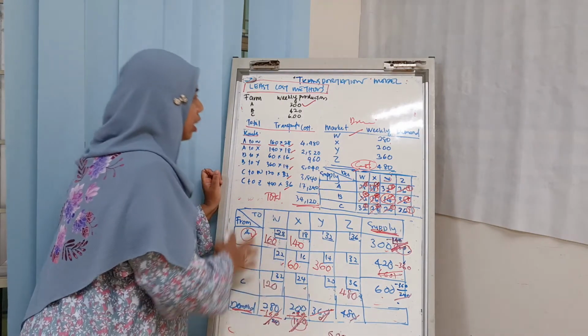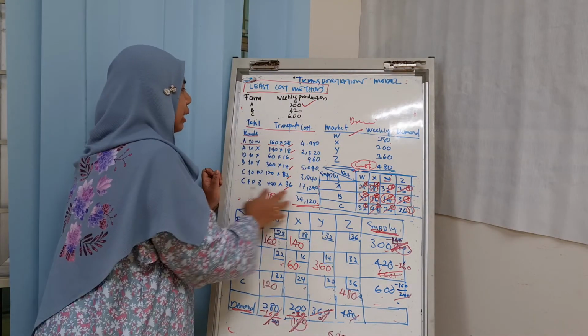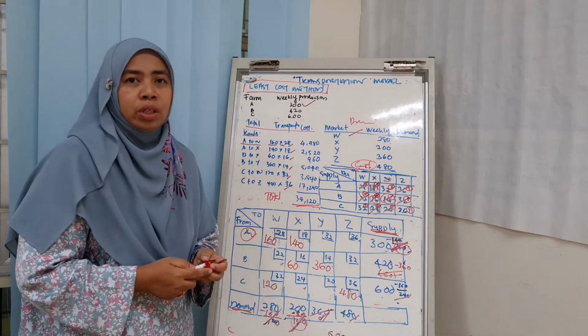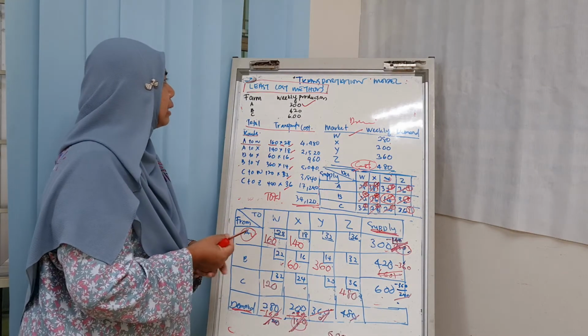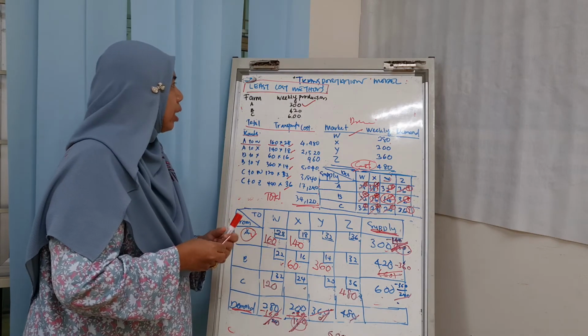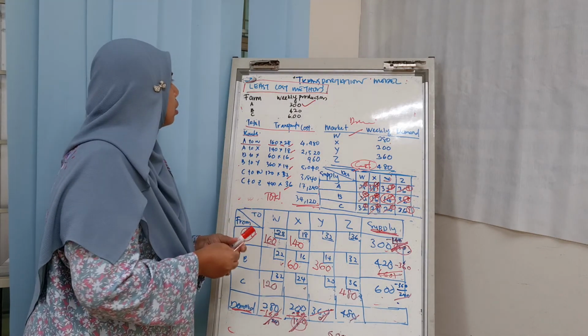So after you finish, and then you have to calculate the total transportation cost. So that's all class for the second step in the transportation model, which is the least cost method.